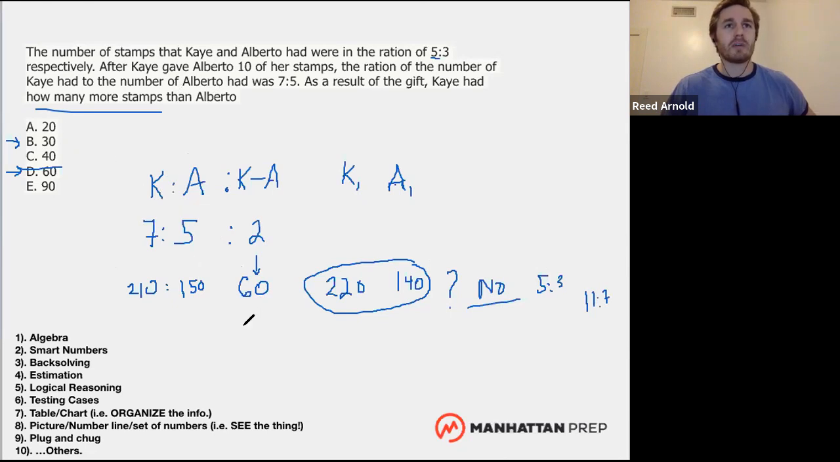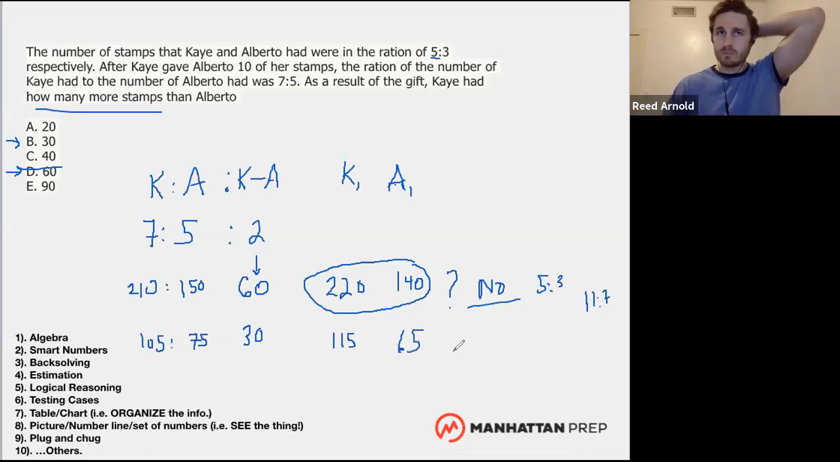But what we can do is we can then test, okay, well, what if it was 30? Let's say K to A was 30. Well, that means that the multiplier is now 15. And so that would be 75 and 105. Same idea. Okay, K used to have 10 more. Used to have less. I feel like I've done something wrong here. Double check my math. 2 times 15 is 30. 5 times 15 is 75. 7 times 15 is 105. Yeah, everything looks good.